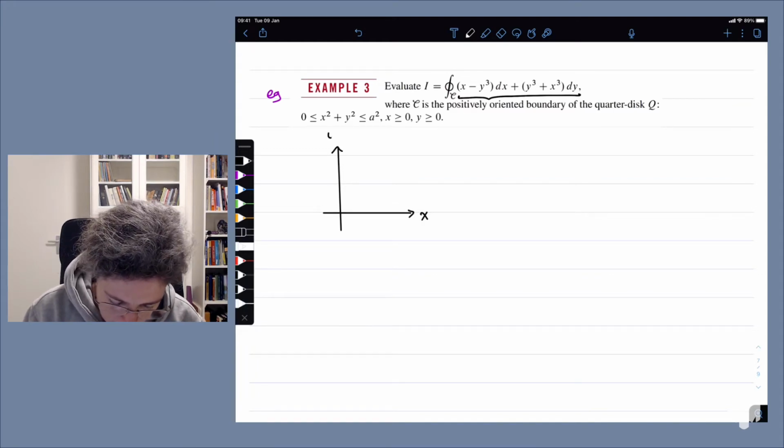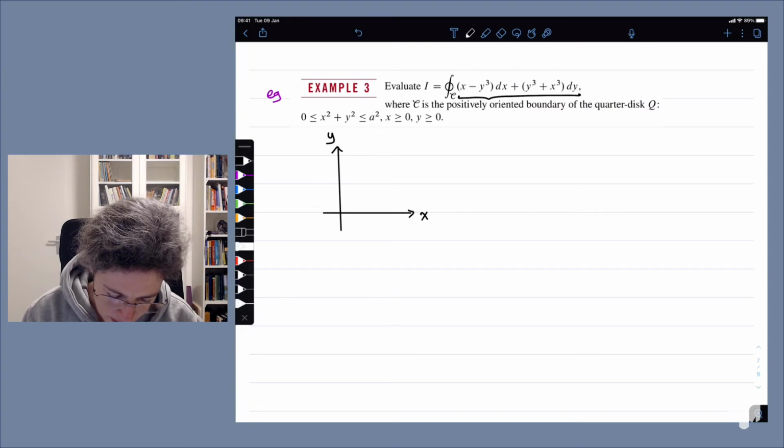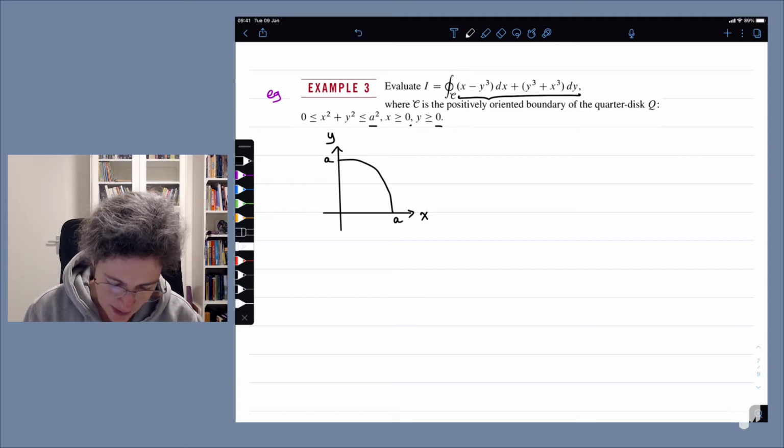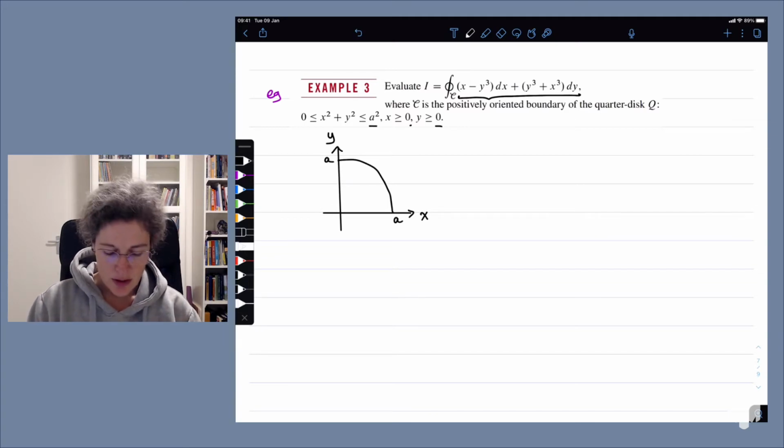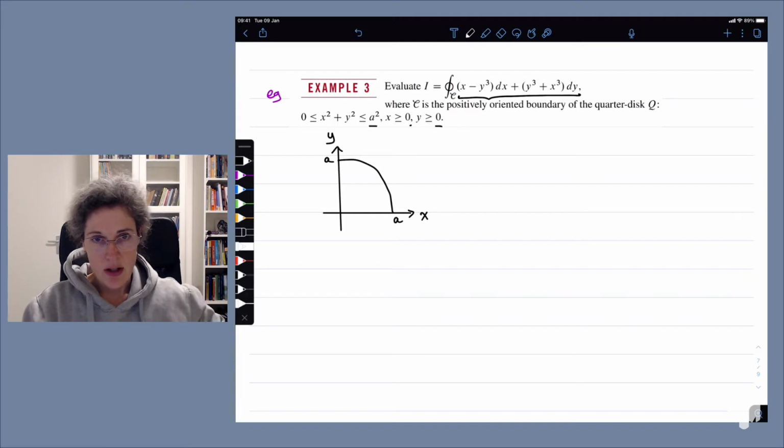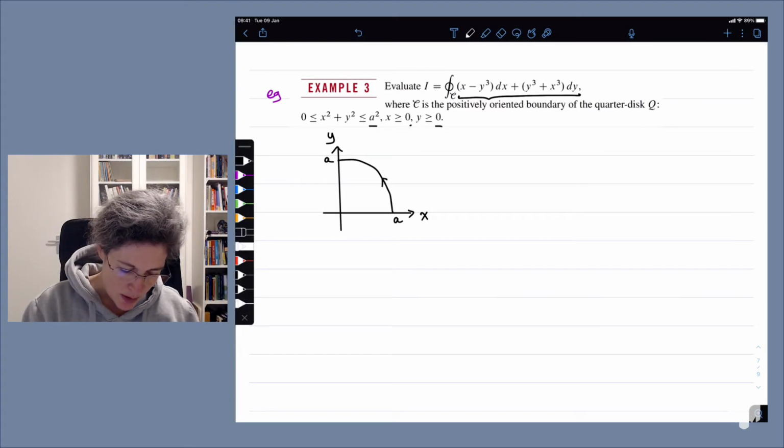So there's our x and our y. It's a quarter disk, so x squared plus y squared needs to be less than a squared, and x is bigger than 0 and y is bigger than 0. So we've got a quarter disk like so, of radius a, and it's positively oriented. That says if we're walking along the boundary, then we need to always keep the region on our left. So we must be orienting it this way.